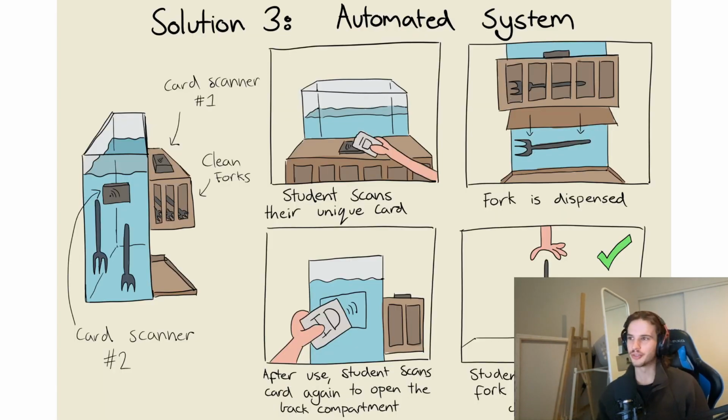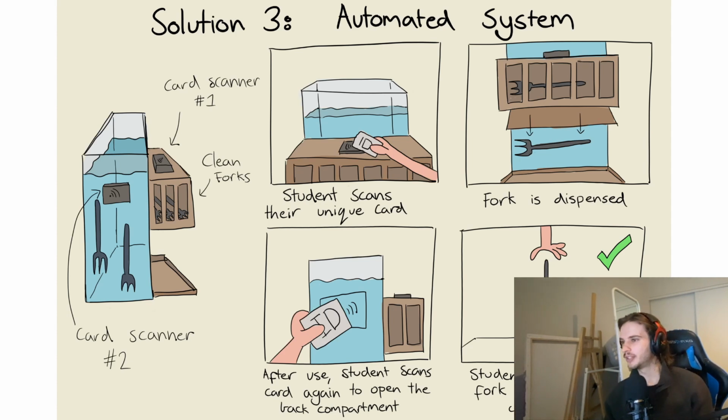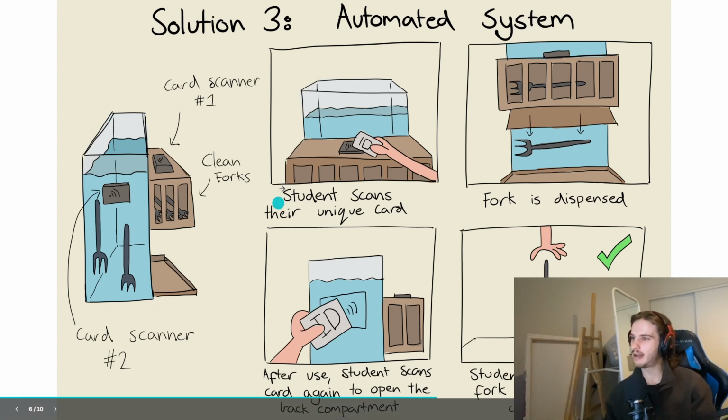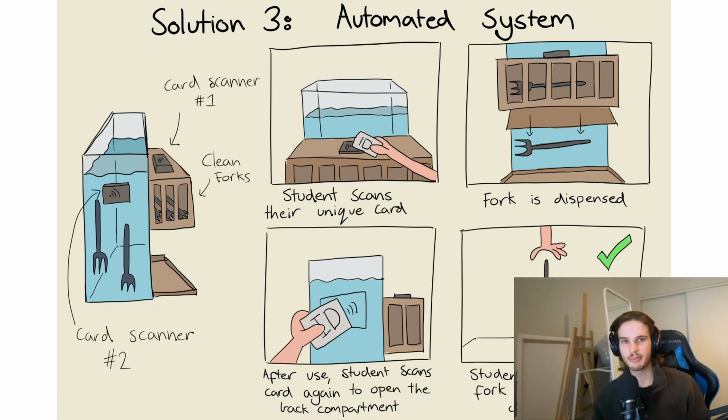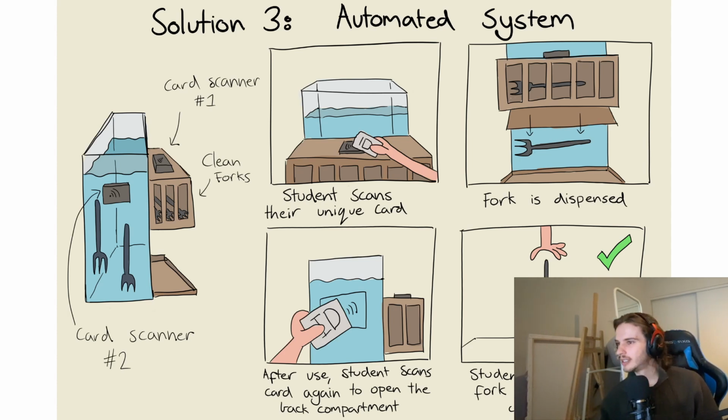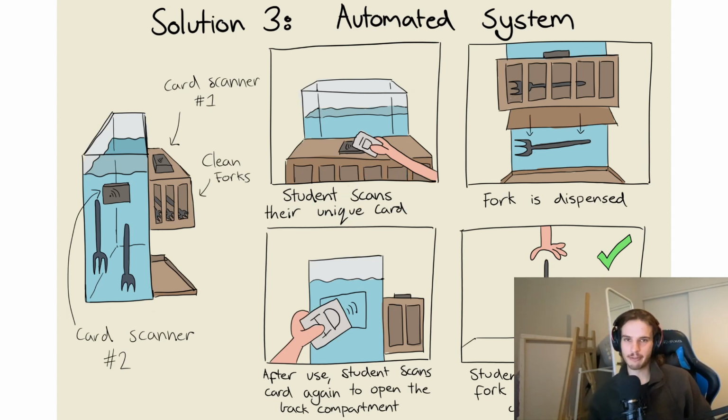So, solution 3. See here on the left again, a prototype for a machine. I'll go more in depth on this solution in the next slide, as I've made a very basic prototype. So yeah, we see here on the left, it would hold clean forks, and there'd be a card scanner and a second card scanner here, and the forks would be dispensed into this tray and they would be washed in this water here. So the student would scan, every student would have to be given a unique identification card.